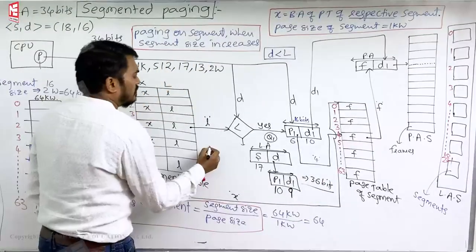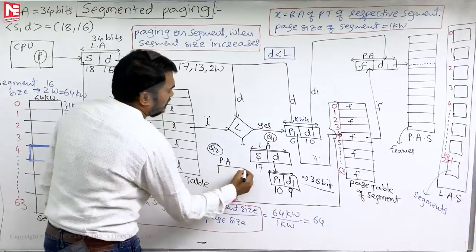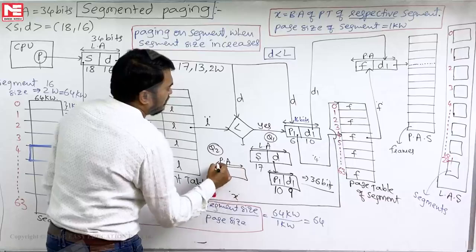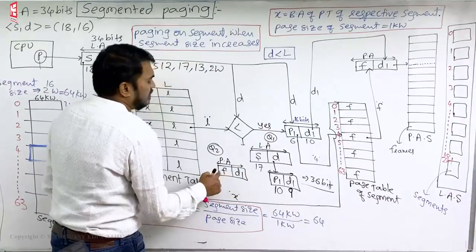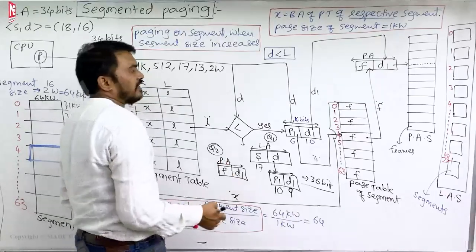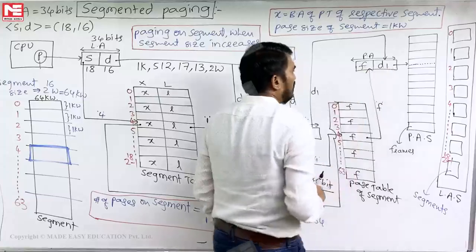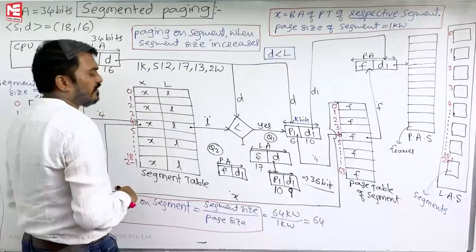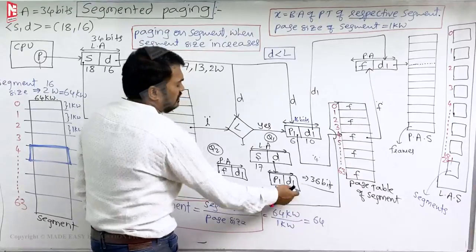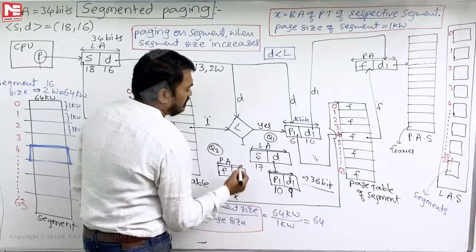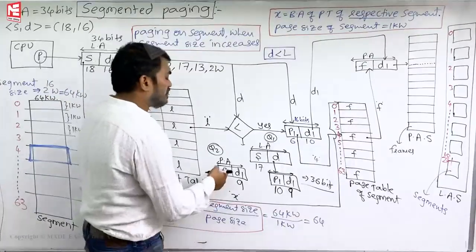That was question number 1. Now question number 2. What is it asking? Physical address. Look at the physical address in the diagram. What is in the physical address? F1 and D1 are there. So how many bits are required for D1? We already found D1 requires how many bits? 9 bits. And F will tell you what? Frame number.